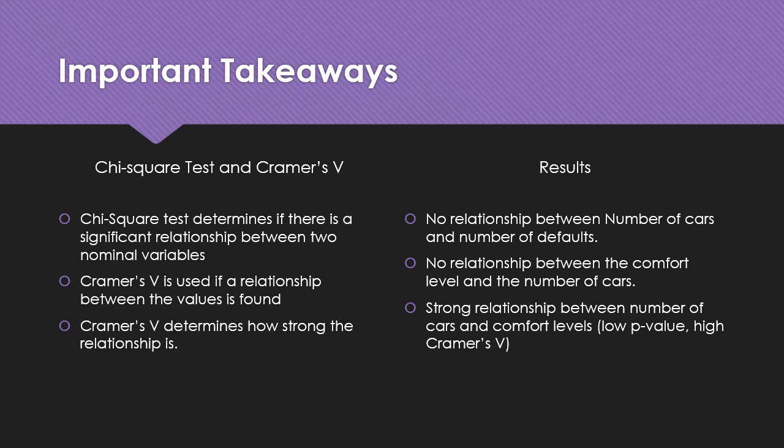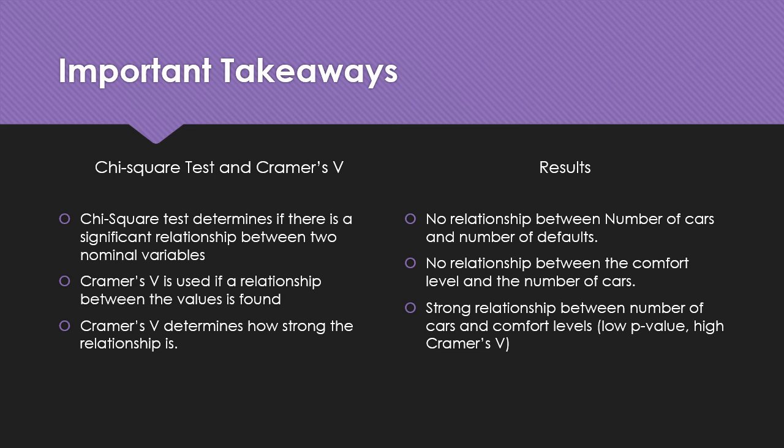All right, let's go over some results here. So the chi-square test and Cramer's V. The chi-square test determines if there is a significant relationship between two nominal variables. When I say nominal, I'm talking about variables like gender, race, and things like that. Things you cannot use arithmetic to figure out.